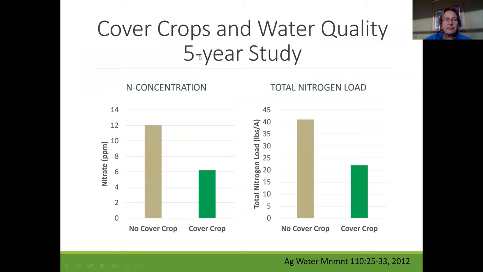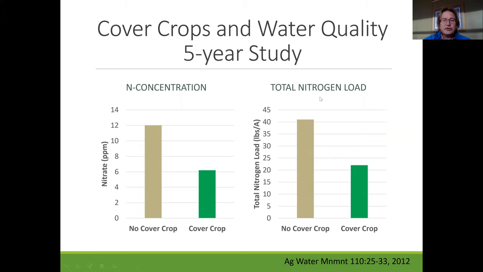Why that matters is that cover crops can improve water quality substantially and can retain those nutrients that are being lost in our agro-ecosystems in this area and across the state. And this is from a 5-year study. This is data comparing nitrogen loss in a tile line in parts per million. You can see with no cover crop, we had 12 parts per million and with a cover crop, we had 6 parts per million of lost nutrients.